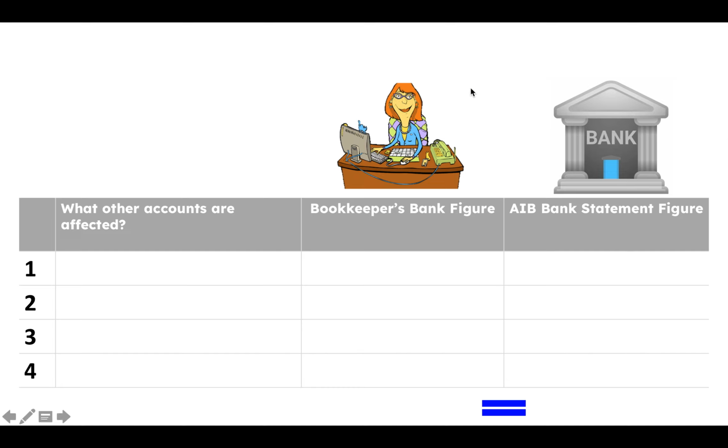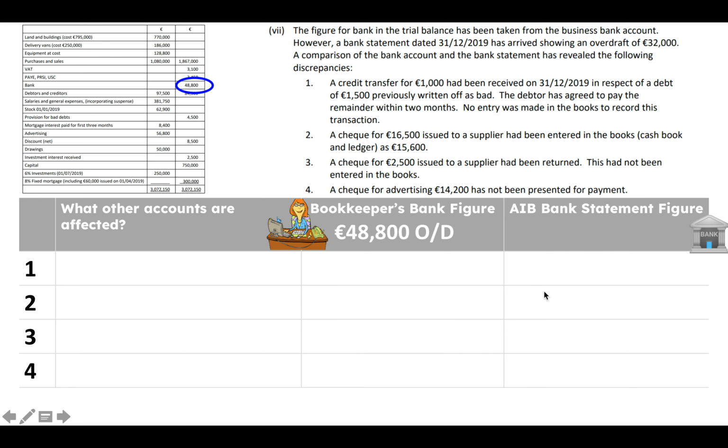Okay, so the bookkeeper knows things that AIB Bank doesn't know about, and AIB Bank knows things that the bookkeeper doesn't know about. So they've both got different figures. The bookkeeper's bank figure has come from the trial balance on the credit side, so that means that's an overdraft. And AIB's bank figure has come from their bank statement and is 32,000 overdraft.